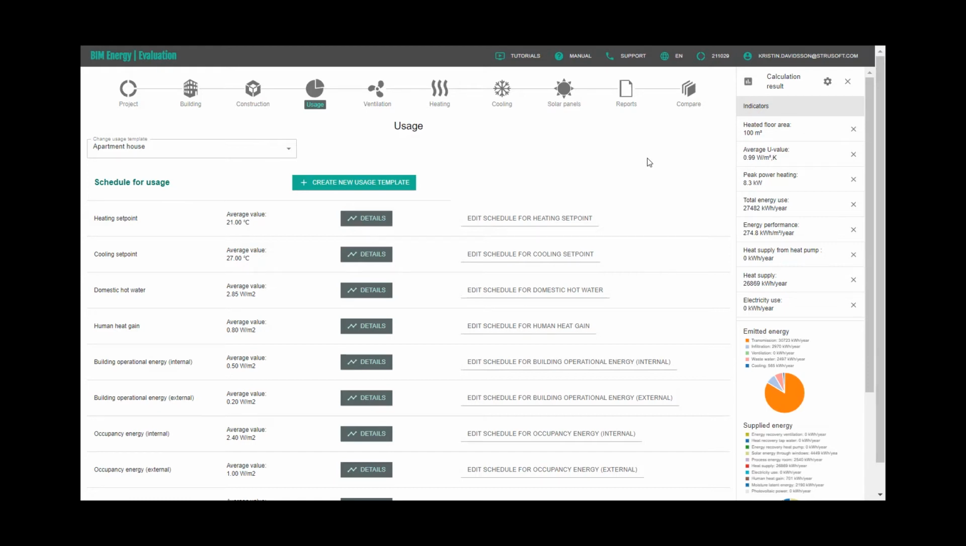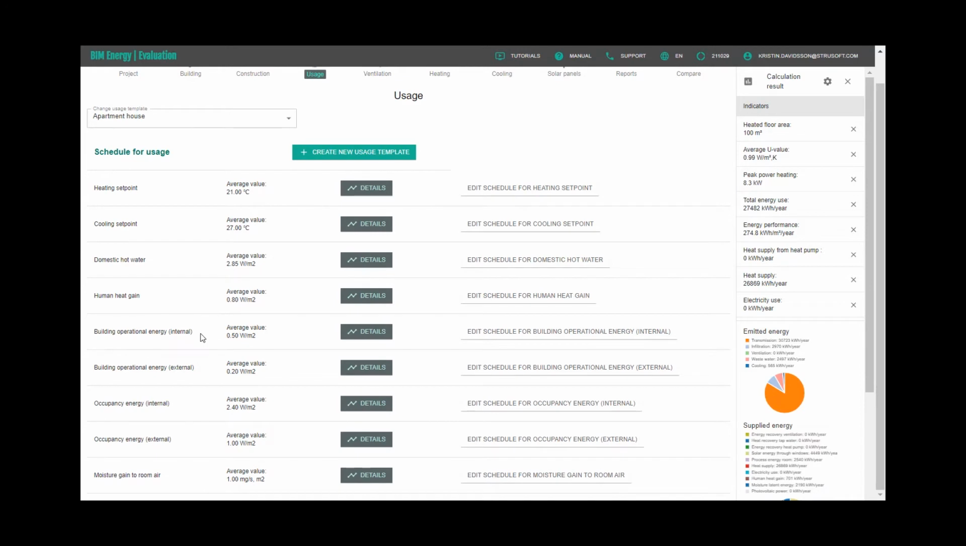There are two input fields for each of them, both internal and external. Internal means that the energy is supplied to room air and heats the building, and this energy is included in the energy balance, in the supplied energy.